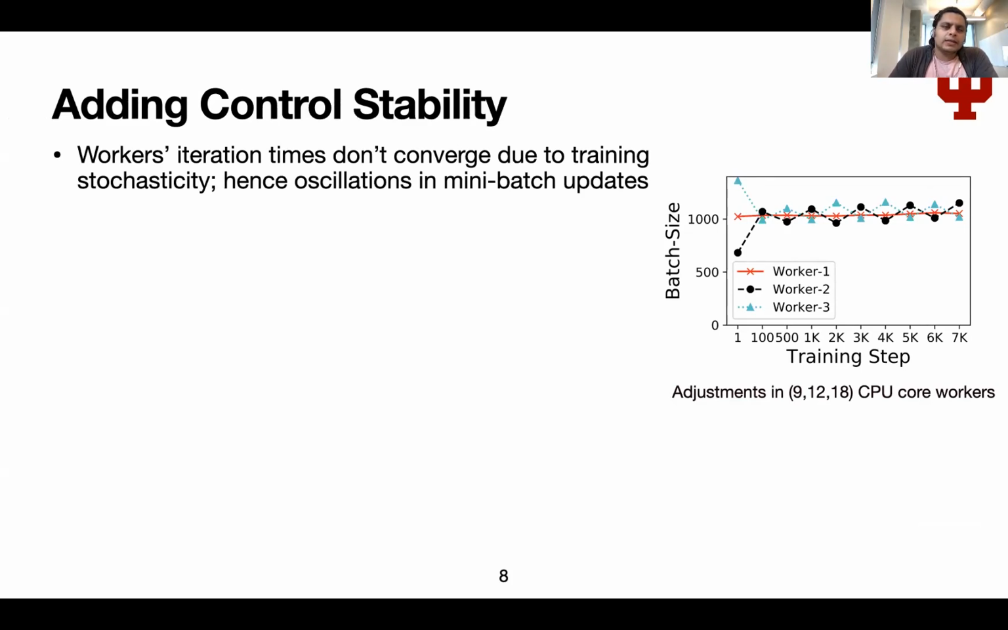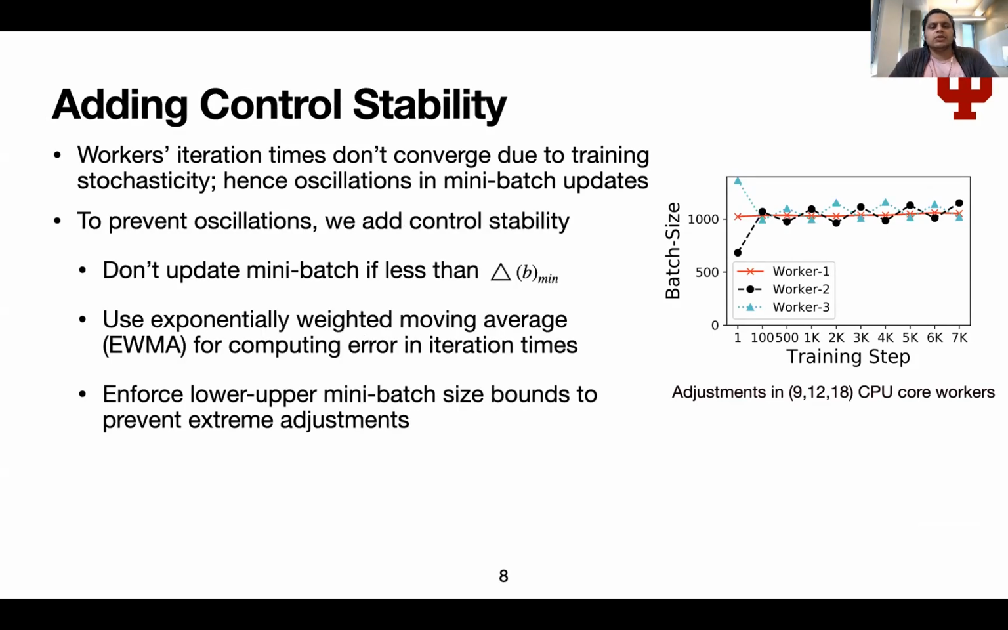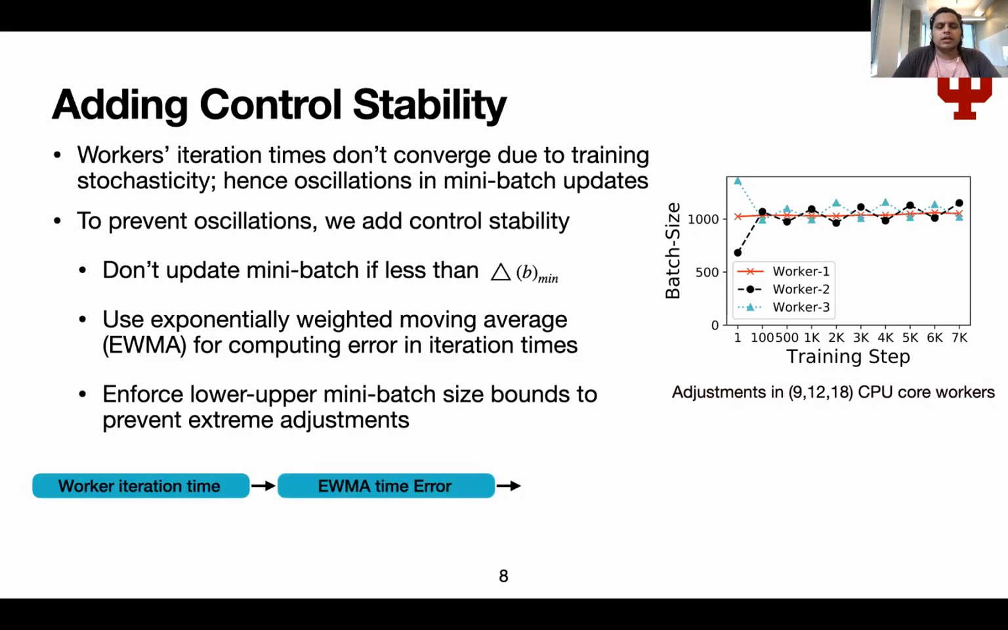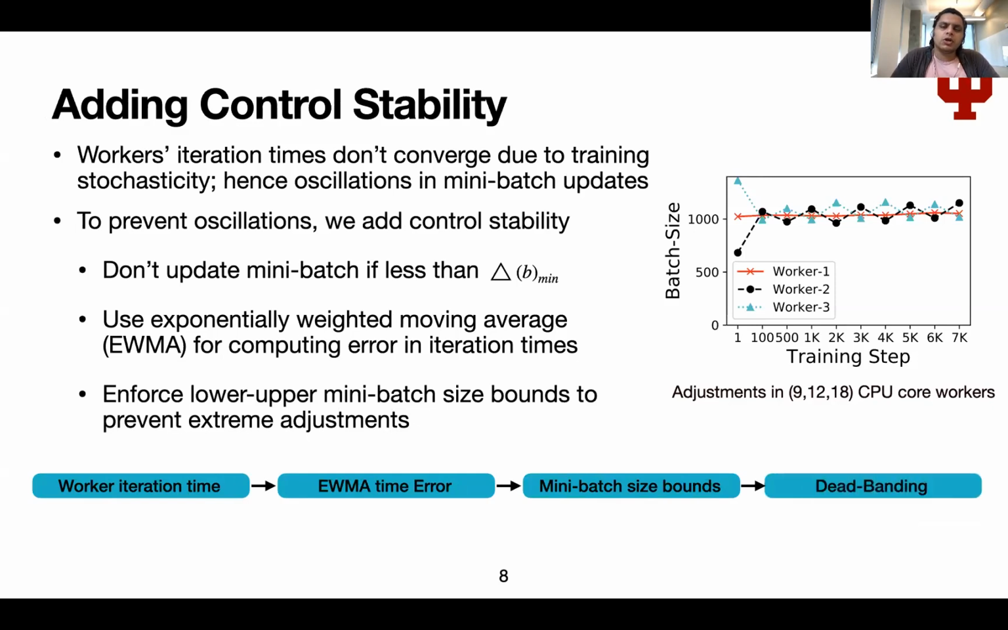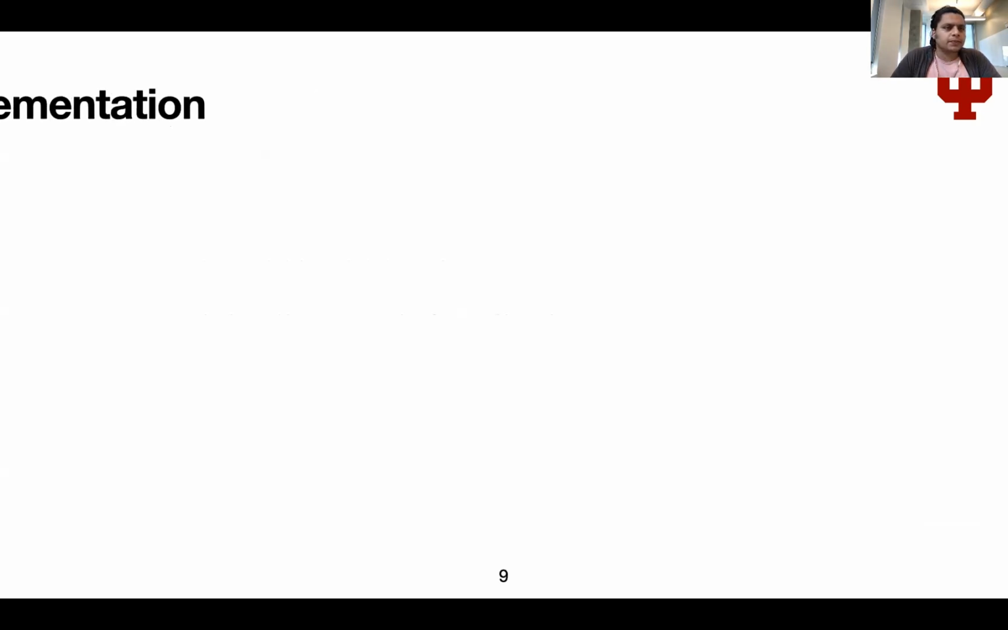To handle these oscillations, we add control stability, which is basically: don't update the mini batch if the change is less than some delta B value, which is also known as dead banding. Then use an exponentially weighted moving average for computing the error in the iteration times, and enforce upper and lower batch bounds. So this is the flow: compute the iteration time, compute the exponentially smoothed time error, apply the mini batch bounds, and apply dead banding. This ensures that our batch size updates stay in check and don't just keep oscillating.